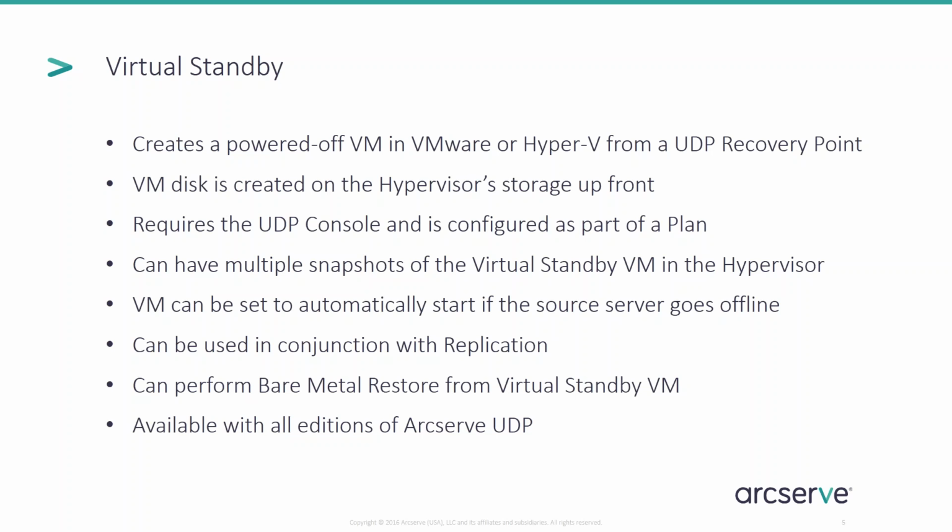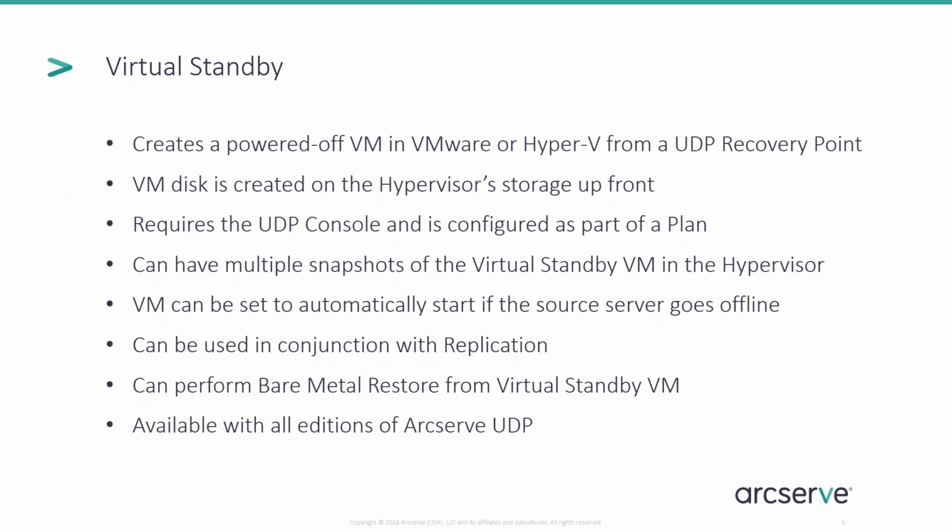In order to use virtual standby, we need to have a UDP console, and we need to make sure that virtual standby is configured as part of our plan. Because we're doing this conversion after backup happens, we need to plan for it, and therefore we need to make sure that we identify the machine or machines that we want to create a virtual standby VM for, and create the entry or add a task in the plan that will perform that virtual standby conversion.